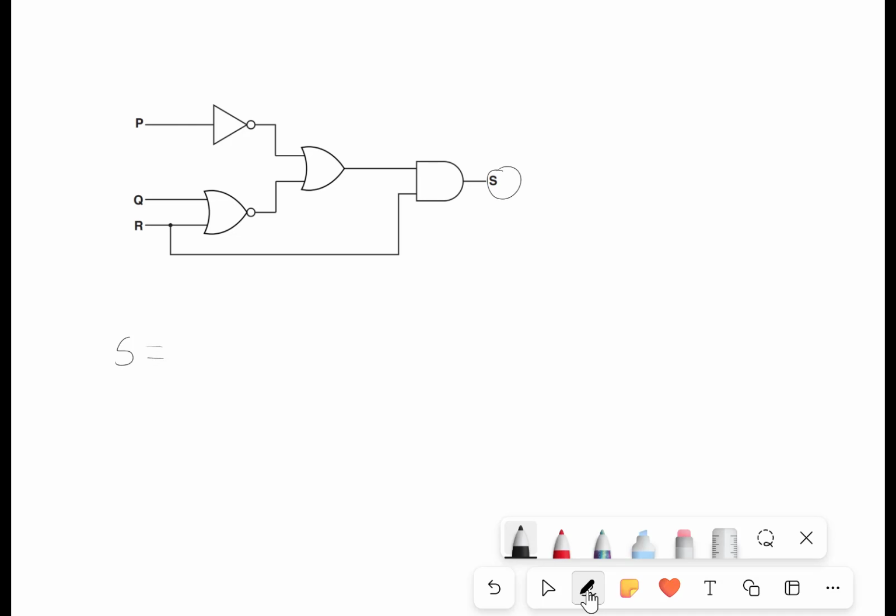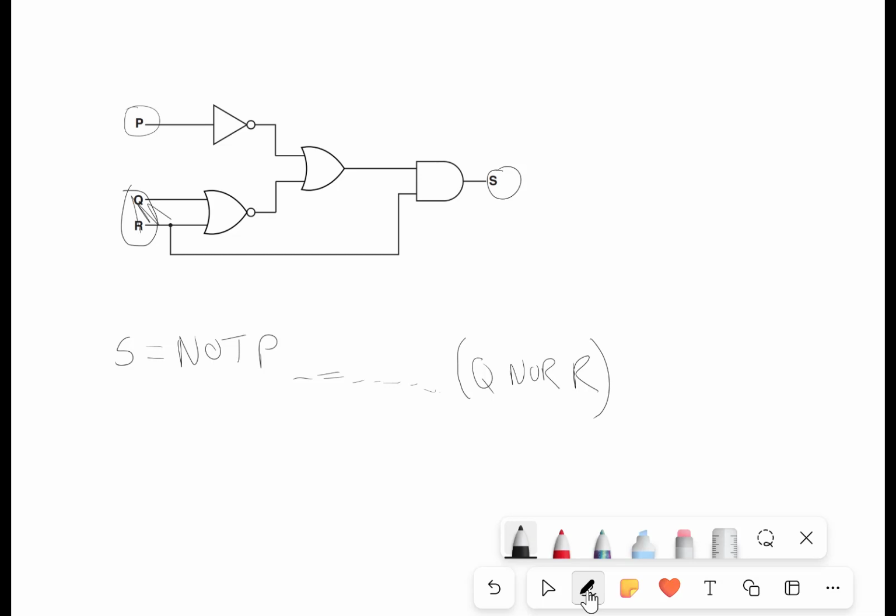there, equals. I'm then going to look at P. P is a NOT gate, so I'm just going to basically say NOT P. We've also got Q and R, so I'm going to leave a little bit of a gap. Let's do Q and R. Now they're together, so I'm going to do them in a bracket like that because they're together. So I'm going to say Q, R, and they're connected by a NOR gate.